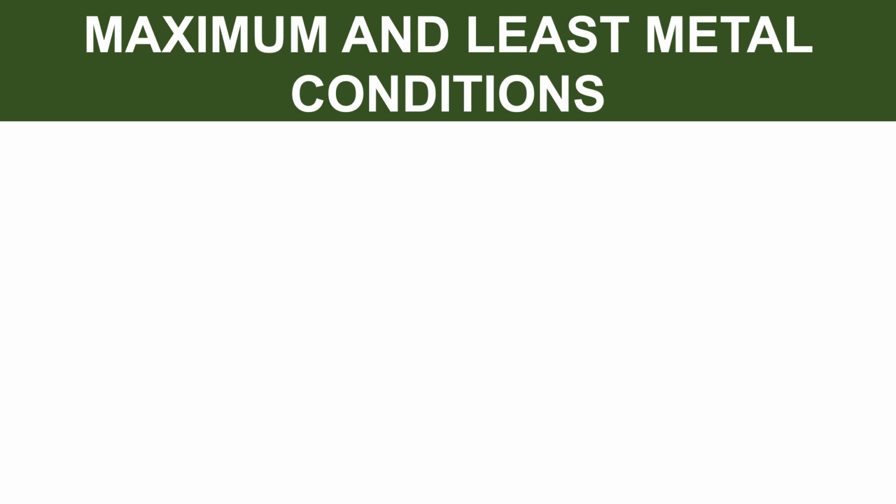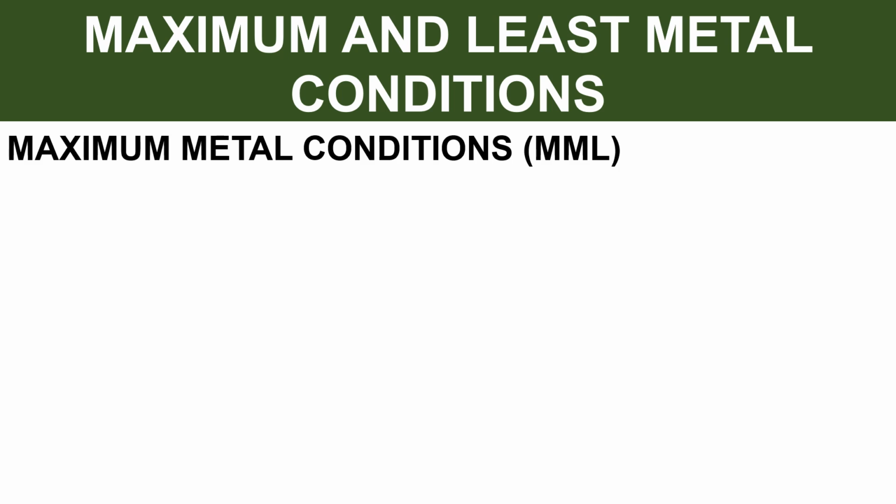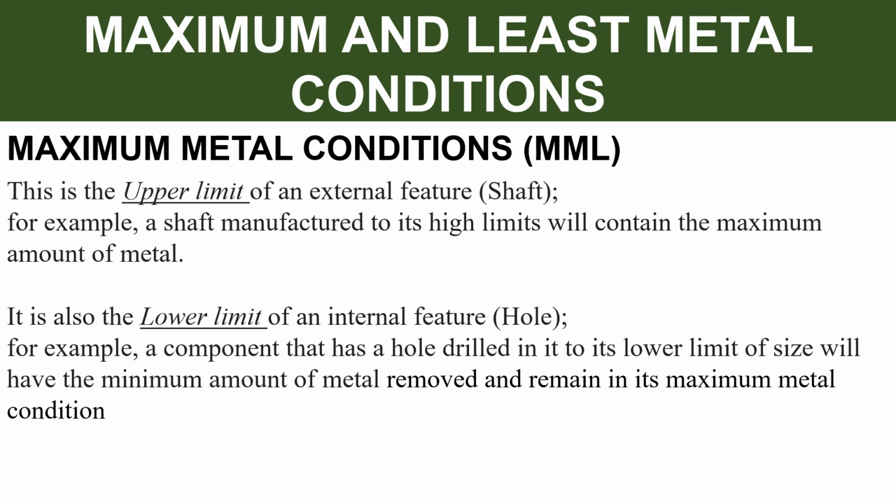In the present video, we will discuss the maximum metal conditions and the least metal conditions. First, we will discuss the maximum metal conditions. Maximum metal condition is the upper limit of an external feature, that is the shaft. For example, a shaft manufactured to its high limits will contain the maximum amount of metal. So, the upper limit of the shaft is the maximum metal condition.